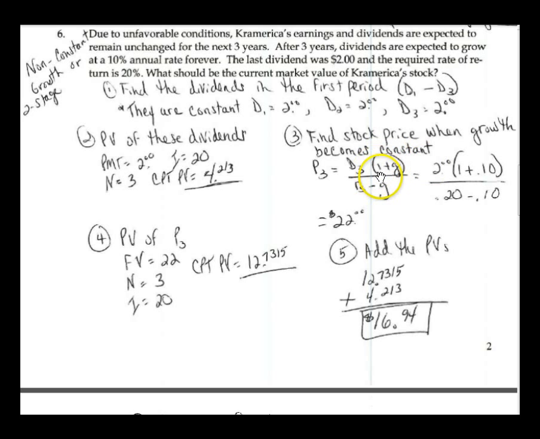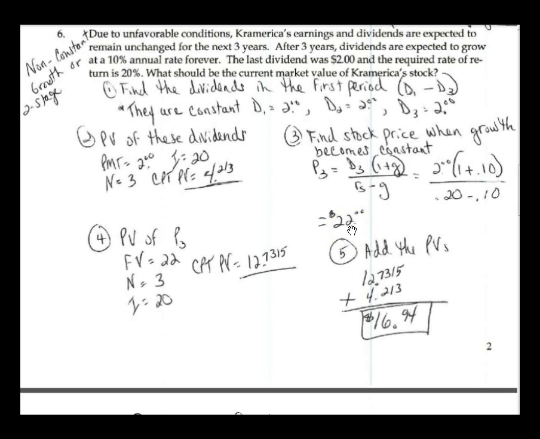It's the same thing, but oftentimes using the model I've just set up for you, you haven't found D sub 4 yet, and that's what this is here. So $2 was the last dividend paid. It stayed the same, so that's what D sub 3 is, times 1 plus that 10% growth rate that this stock is going to experience when it starts growing at a constant rate, divided by 0.20 minus the 0.10, and you should find that that's $22.